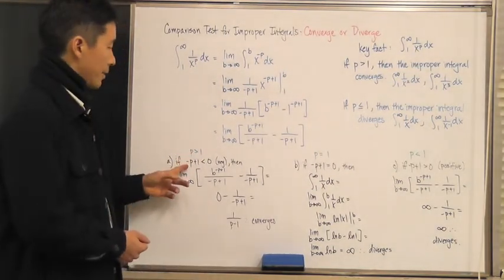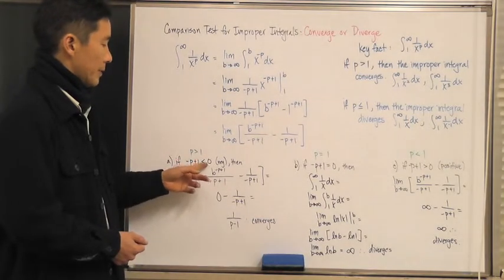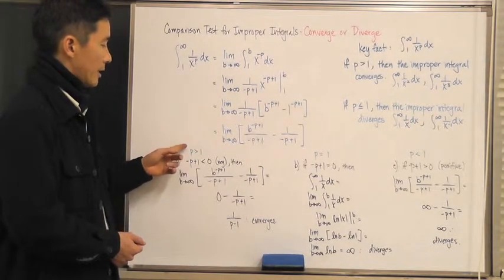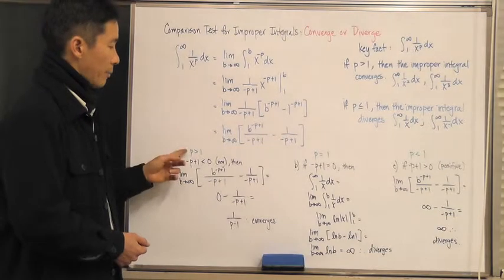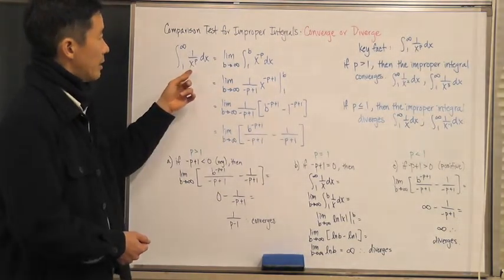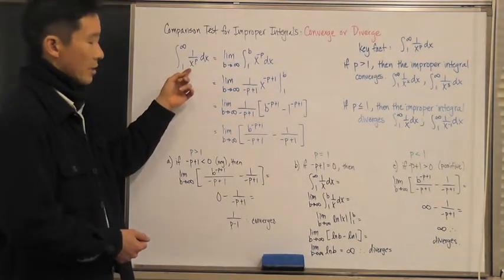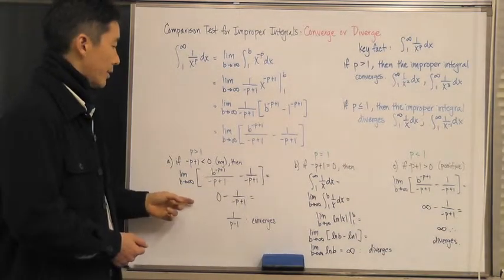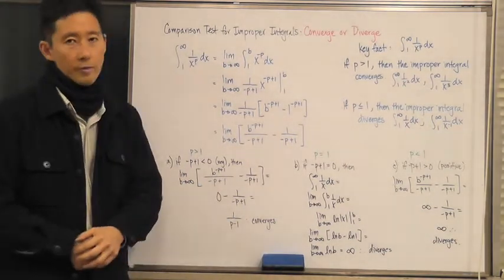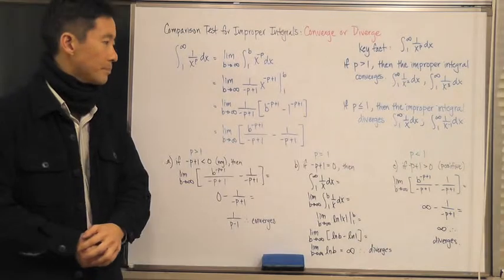So if I know that negative p plus 1 is less than 0, that's the equivalent of saying that p is greater than 1. So if p is greater than 1 for this particular improper integral, we know that the result is going to be a converging improper integral.